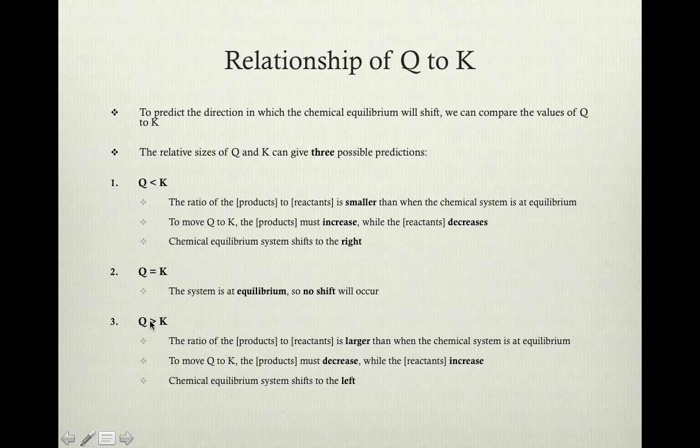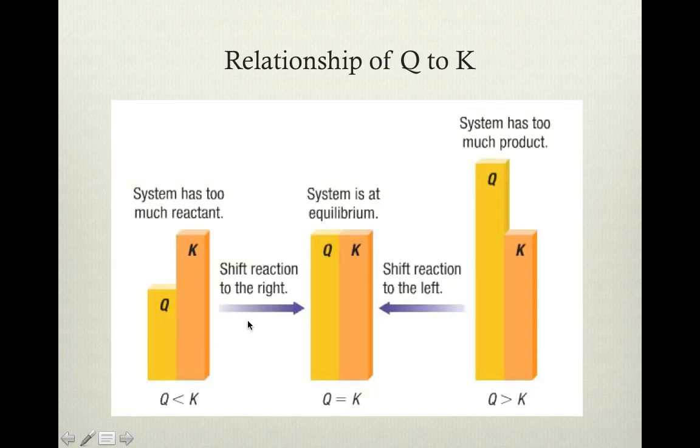If we look at this one over here, you can see that the bigger part is on this side, so it's going to shift towards the left. Okay, and let's try to look at this a little bit further. If the two are the same, if Q and K are the same, then we're at equilibrium, right? The system is at equilibrium.